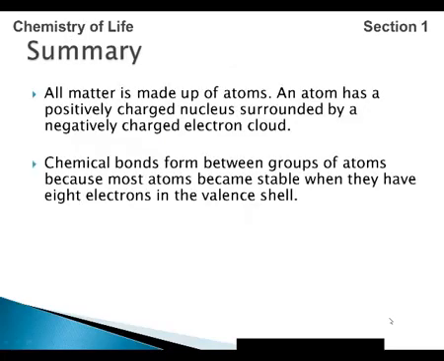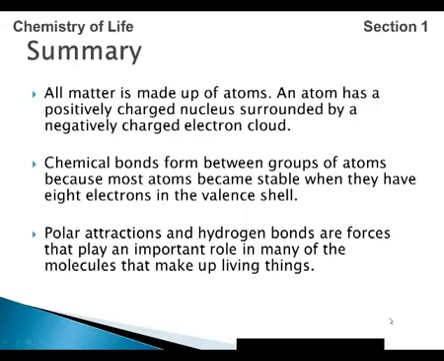So our summary, our main points for this section: all matter is made up of atoms. An atom has a positively charged nucleus surrounded by a negatively charged electron cloud. And also remember that the parts that make up atoms, the proton, the neutron, and the electron, all have their own charges. A proton being a positive charge, an electron being a negative charge, and a neutron not positive or negative. Chemical bonds form between groups of atoms because most atoms become stable when they have 8 electrons in the valence shell.